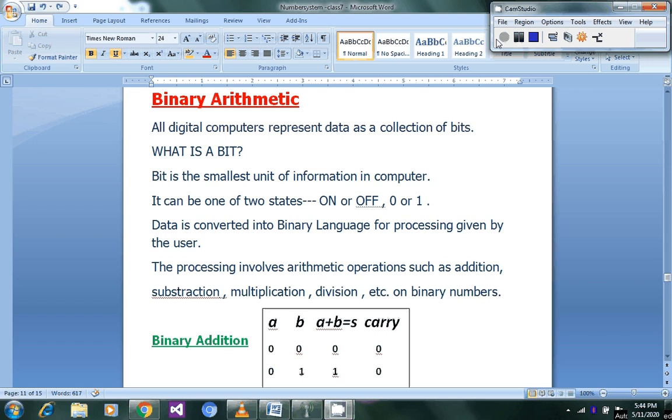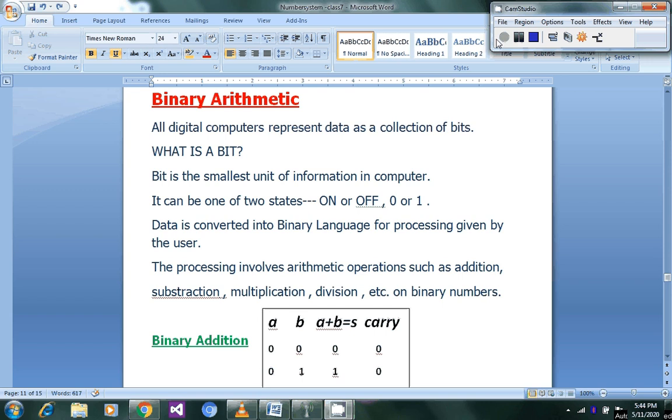It can be of two states, as we have already discussed in earlier videos. So it can be of two states, on state and off state. On state represents 1 and off state represents 0.